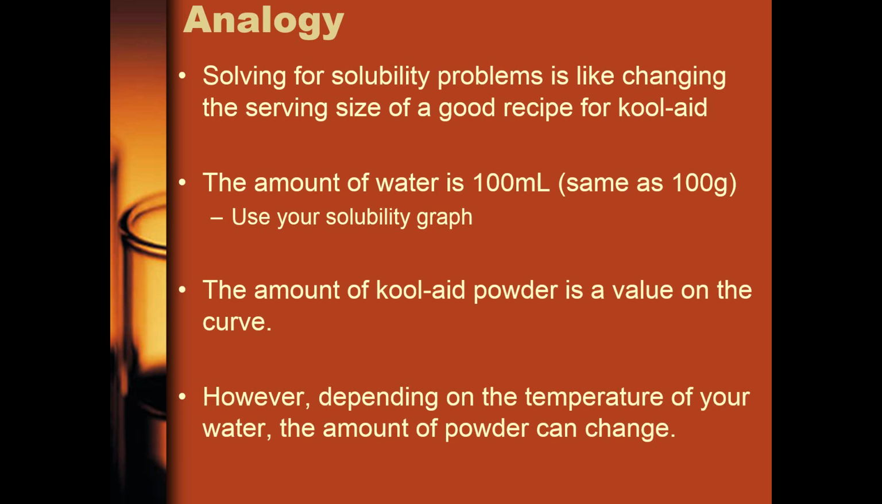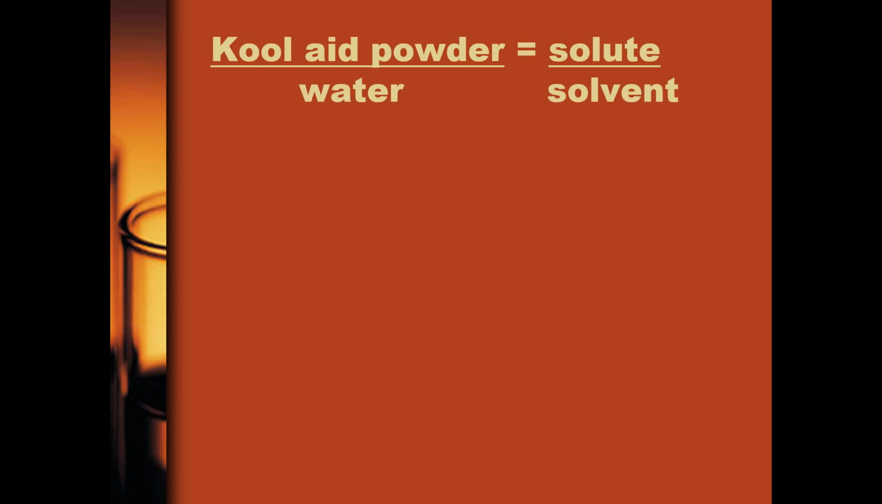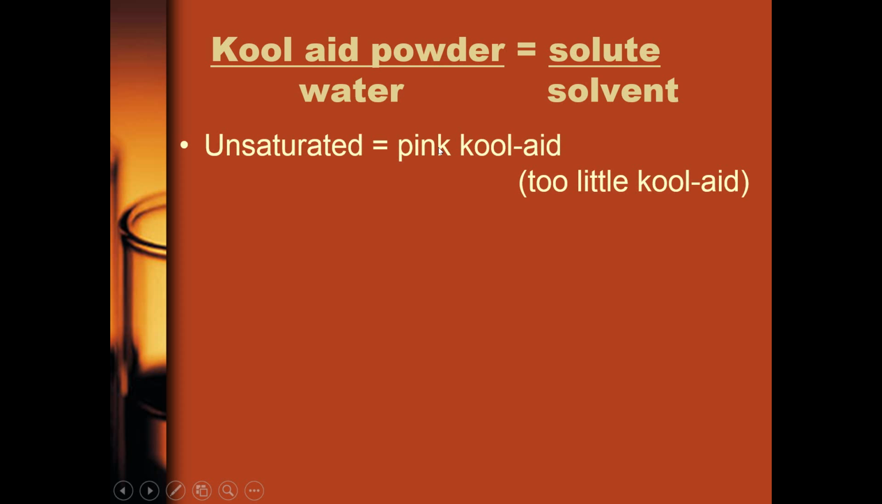What you should know is that when you make the water hotter, you can actually dissolve more Kool-Aid into the water itself. If we think about our Kool-Aid powder over water as a ratio, this represents solute over solvent. An unsaturated Kool-Aid solution would be like a light pink Kool-Aid solution, and we all know what that tastes like. It's watered down, too dilute, and there's not a lot of solute involved. This is not a perfect recipe. It's an unsaturated solution. Unsaturated means unfull.